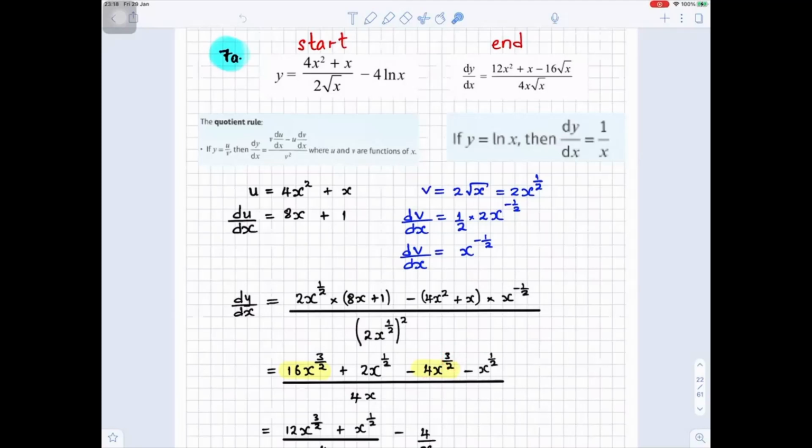And x times x to the minus a half, this is like x to the 1. 1 minus a half gives you a half. So it becomes minus x to the half. All divided by, 2 squared would be 4. x to the half squared is x. x to the half times x to the half, you add the halves together, half plus half is 1. So it becomes just x.